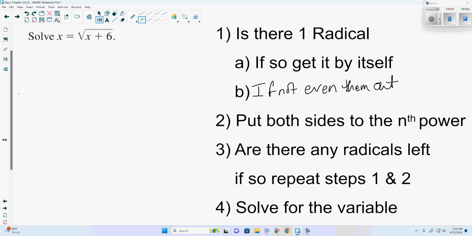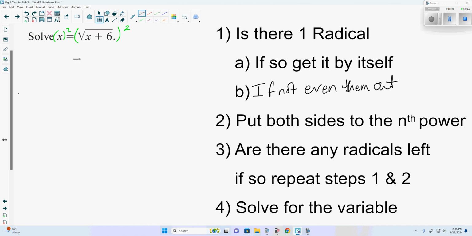Now, we'll look at this problem here. So we want to solve x is equal to the square root of x plus 6. So the first thing, even though we do have variables outside the radical, the steps still hold true. Is there one radical? Well, yes. If so, get it by itself. Is the radical by itself? Yeah. So we want to put both sides to the nth power. What power are we going to put both sides to? 2.